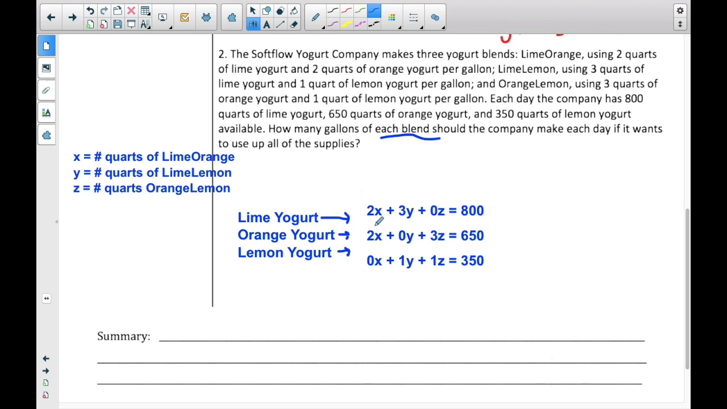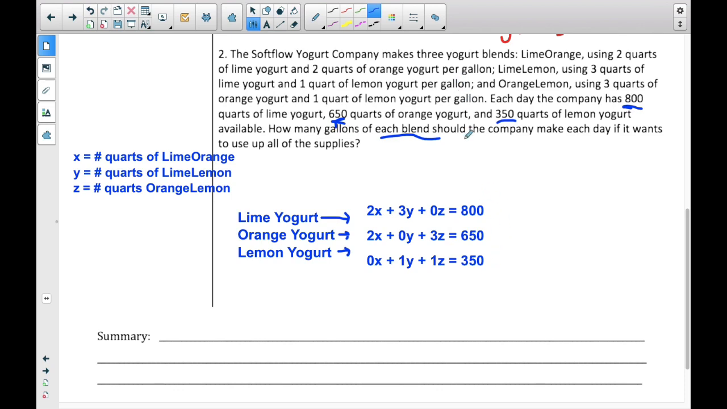The equations that you should have come up with for the lime yogurt: 2x plus 3y plus 0z, because it's 2 quarts of lime orange, 3 quarts of lime lemon, and no orange lemon. And that comes to a total of 800 quarts. Orange yogurt is 2x plus 0y plus 3z, and that equals 650. And lemon yogurt is 0x plus 1y plus 1z, and that is 350. So these are the equations.